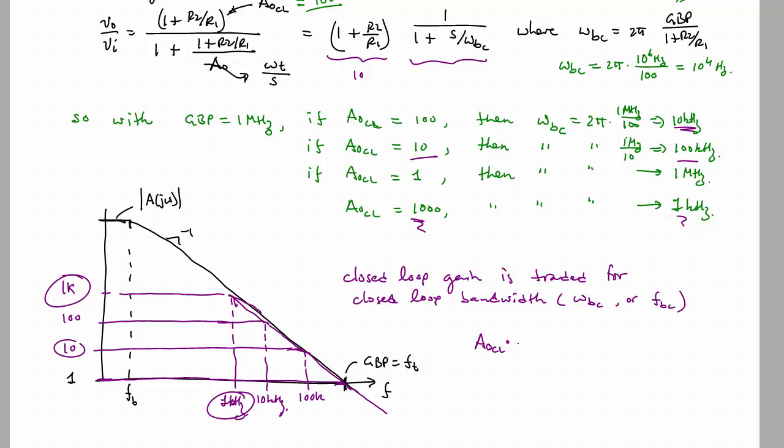Okay, so what we can say then is that the closed loop gain times our closed loop bandwidth is equal to our gain bandwidth product. So for example, if we had a closed loop gain of 1,000, as we have right here, then we have a closed loop bandwidth of a kilohertz, right? And that is equal to a megahertz.